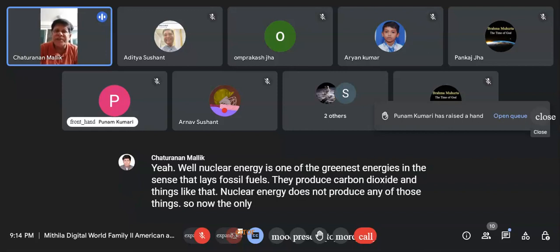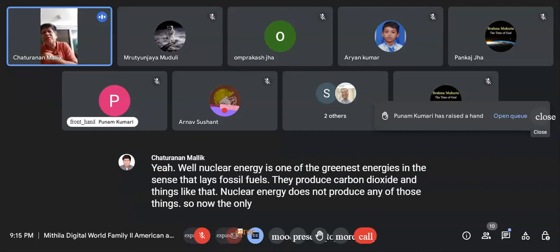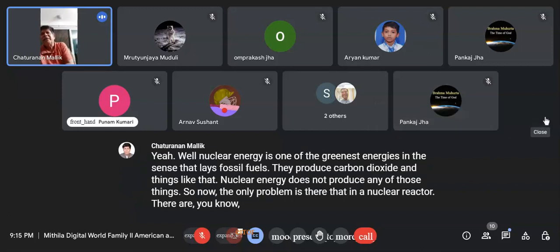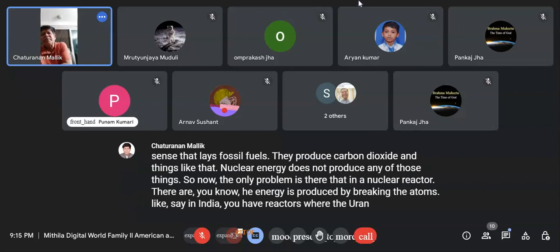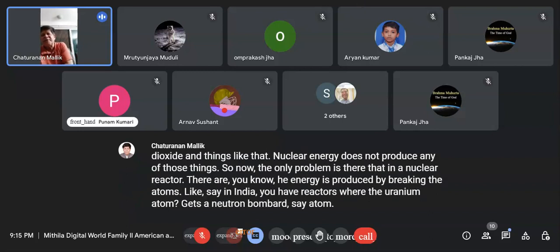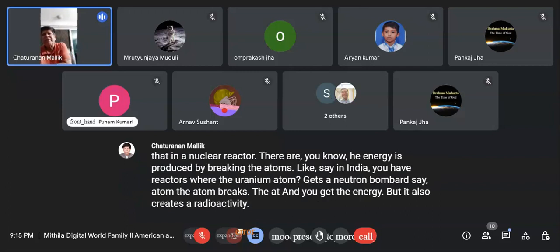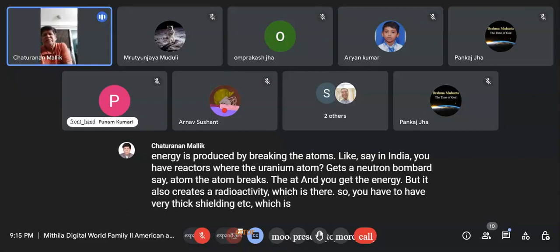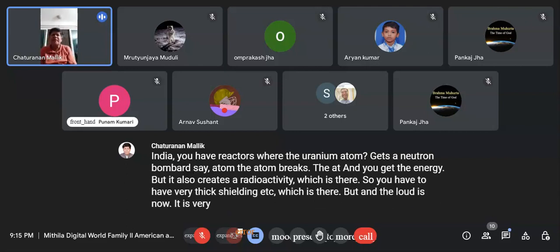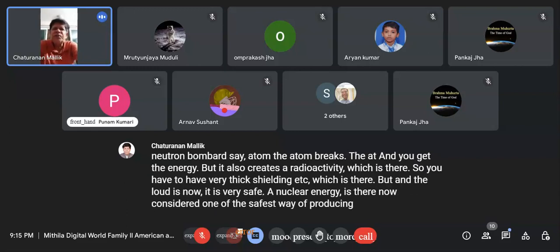energy is produced by breaking the atoms. Like say in India, you have reactors where a neutron bombards a uranium atom, the atom breaks, and you get the energy. But it also creates radioactivity. So you have to have very thick shielding, etc. But nowadays it is very safe. Nuclear energy is now considered one of the safest ways of producing energy.